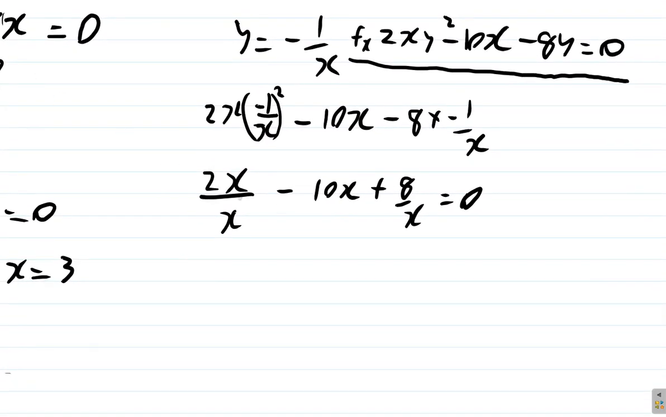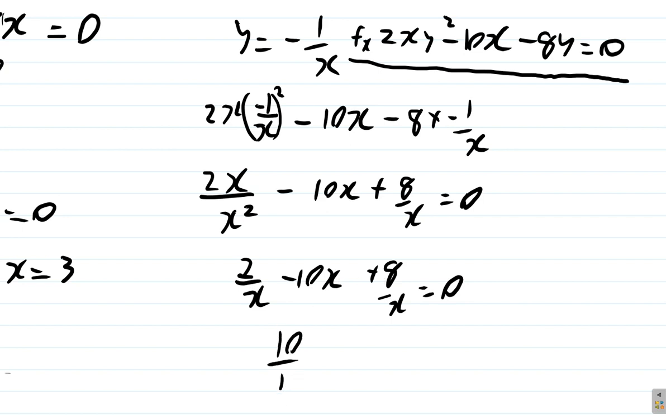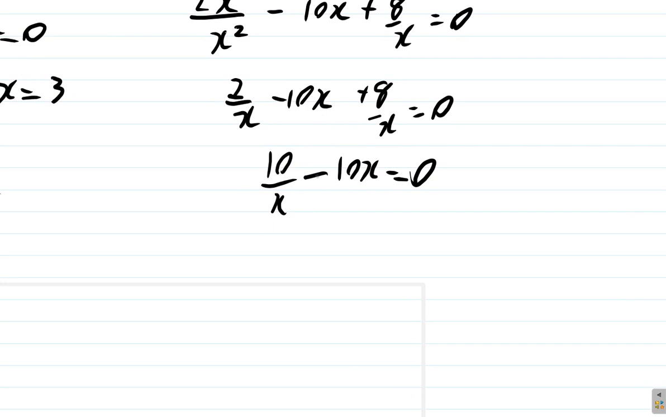Now, x would cancel. No, this would be x squared here. X would cancel x squared to give 2 over x minus 10x plus 8 over x equals 0. 2 over x plus 8 over x will be 10 over x. So it's 10 over x minus 10x equals 0. But what would happen here now is that, well, if you multiply both sides by x, you have 10 minus 10x squared equals 0.